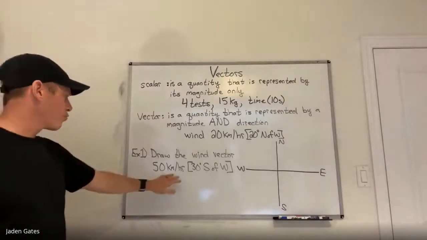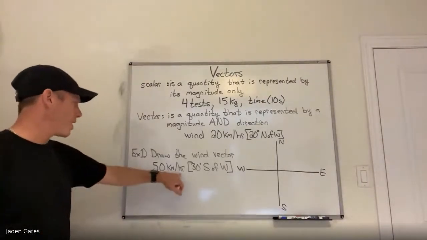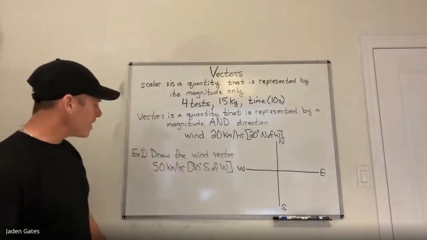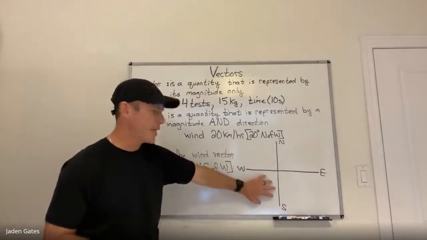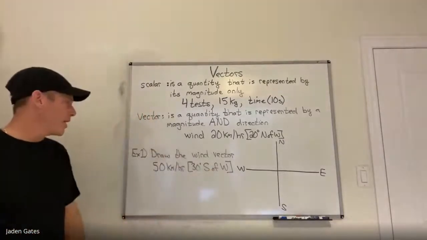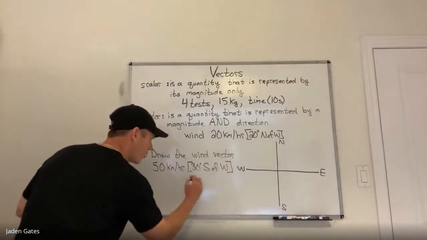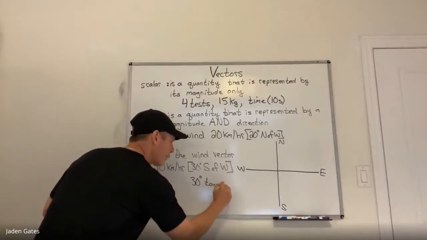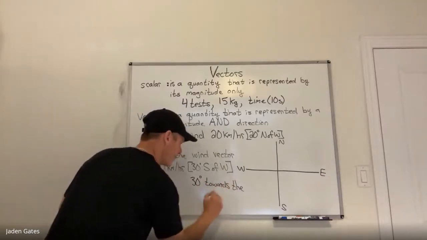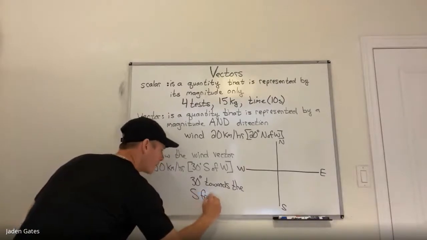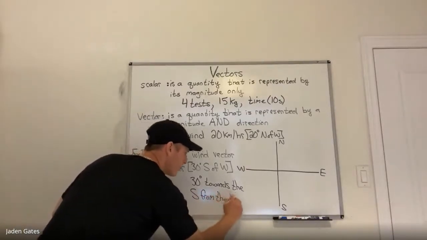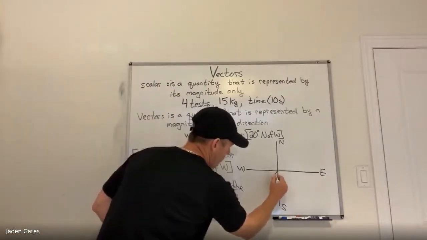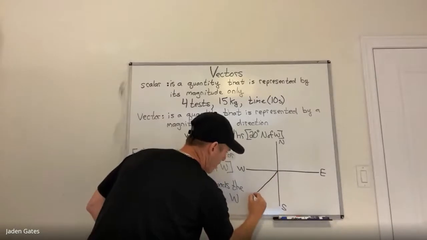Now, what I want to do is draw this vector here, 50 kilometers an hour, 30 degrees south of west. Now, what this direction means is, first of all, south of west means we're going to be in the southwest quadrant, all right? Now, this means we're going to go 30 degrees towards the south from the west. So again, our vector is going to be in the southwest quadrant. So I'm just going to draw it in there.